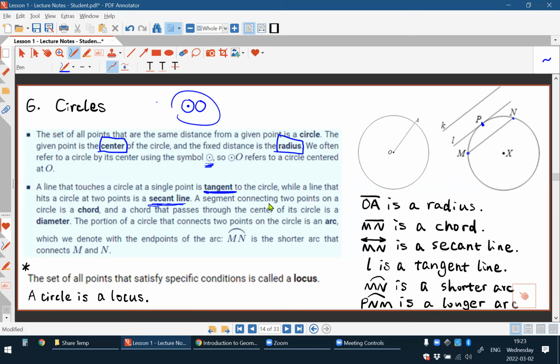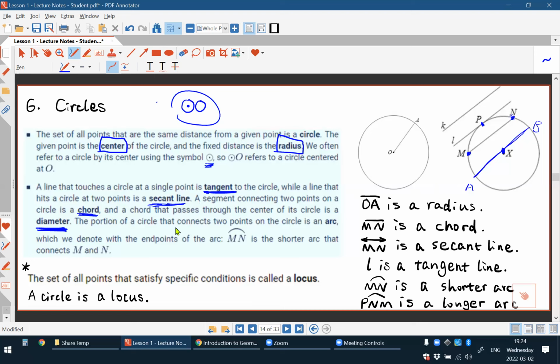And a segment connecting 2 points on the circle is a chord. So as shown in this graph, the segment MN is called a chord. Okay, so this is the concept of a chord. And a chord that passes through the center of its circle is a diameter. So for example, this is another chord, right? Let's say this is AB. If this chord crosses the center point, then this chord is called the diameter, right? So this is the concept of a diameter.